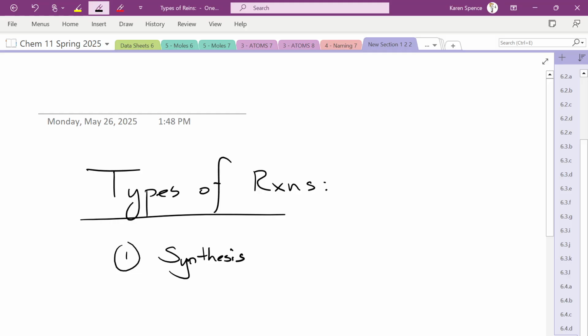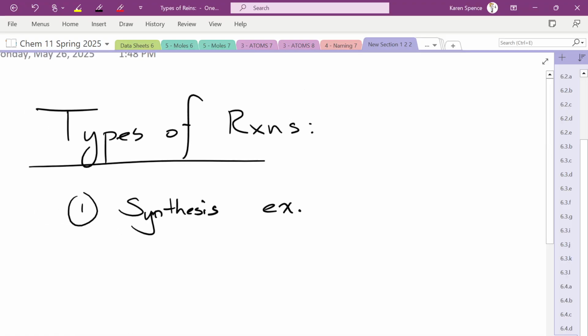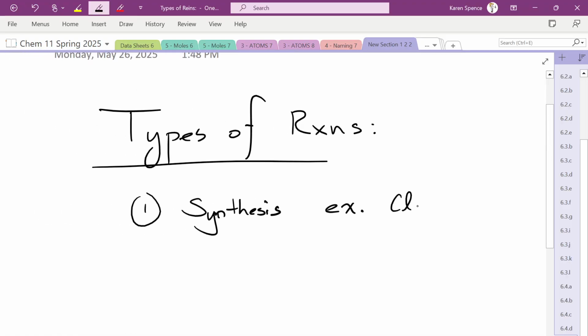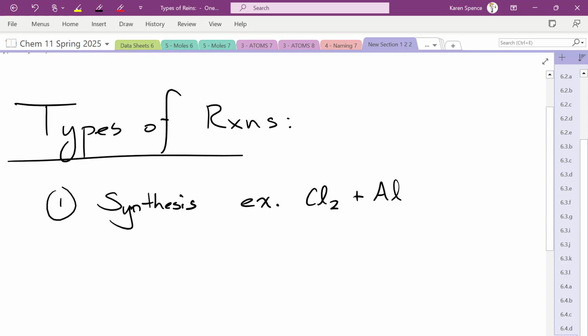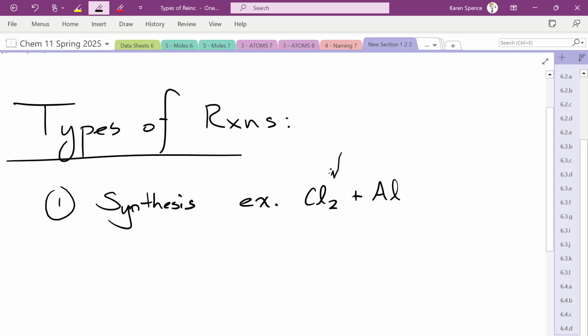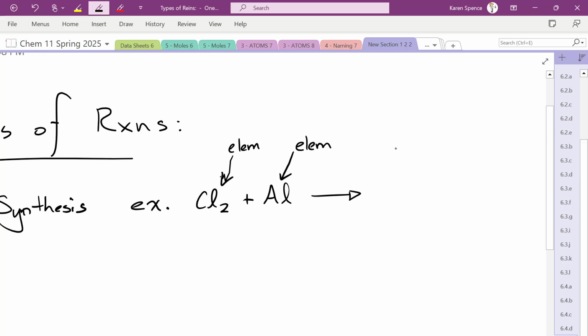Okay, and if we have synthesis, for example, we might have Cl2 plus Al. I have an element and an element. What do we get as the product? We get a compound. And I'm going to give you some choices for the formula of this compound.